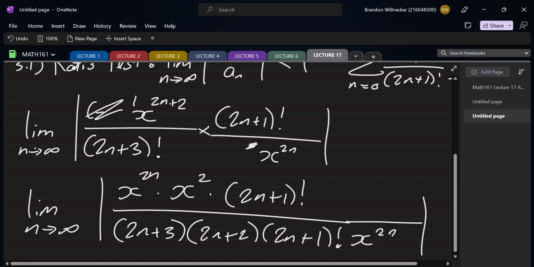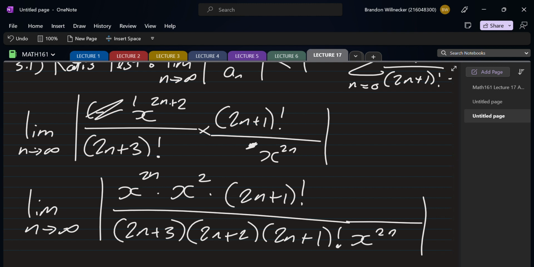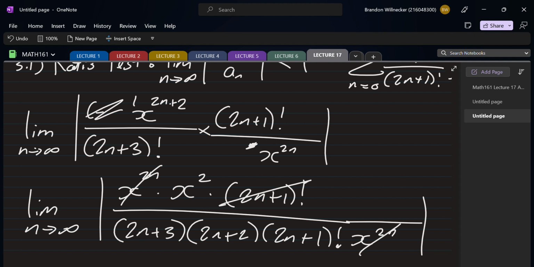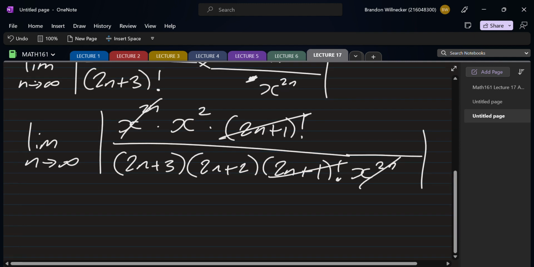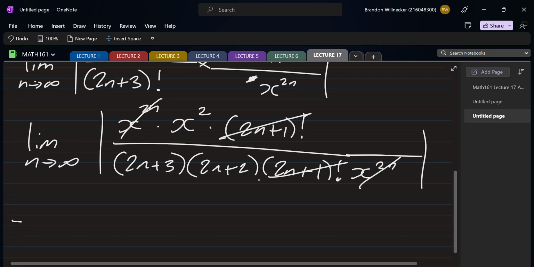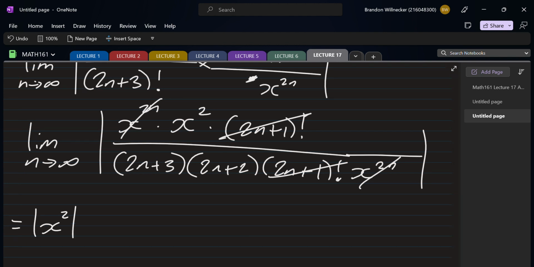Okay, now we can do a bit more cancelling. We have an x to the 2n at the top, x to the 2n at the bottom. They can go. 2n plus 1 factorial at the top, 2n plus 1 factorial at the bottom. They can go. And lastly, x squared. That has nothing to do with n. Okay, there's no n involved, so we can take that outside of the limit. So this will be absolute value x squared, or you can drop the absolute value since we know it's positive, or you can leave it there.